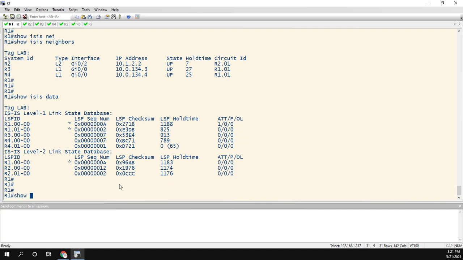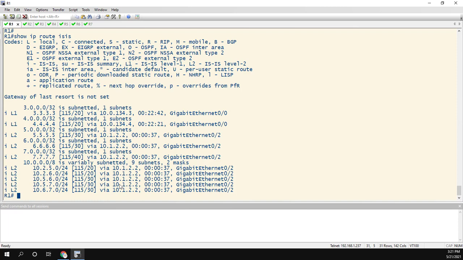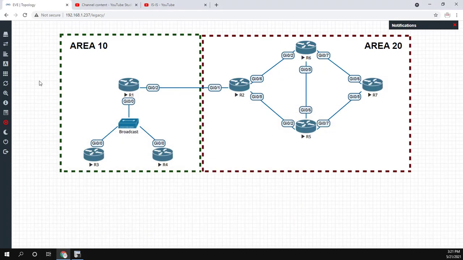If I do a show IP route ISIS, I have all the routes. Okay? So that's kind of weird, right? I don't have it in my database, it doesn't look like, but I have the routes. So this is just like in OSPF with the ABRs. So what's going on is the LSPs, like I said, don't go outside of the area.